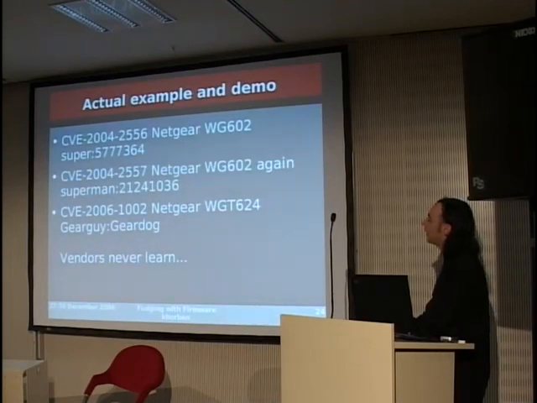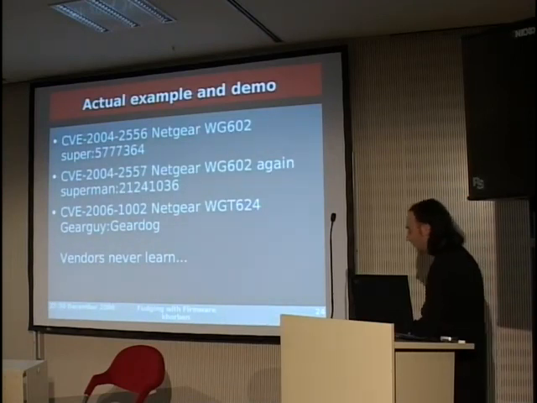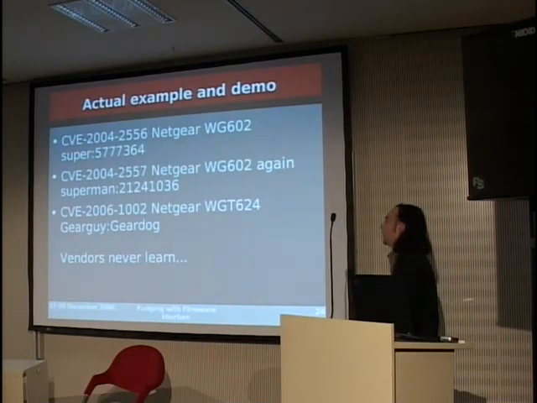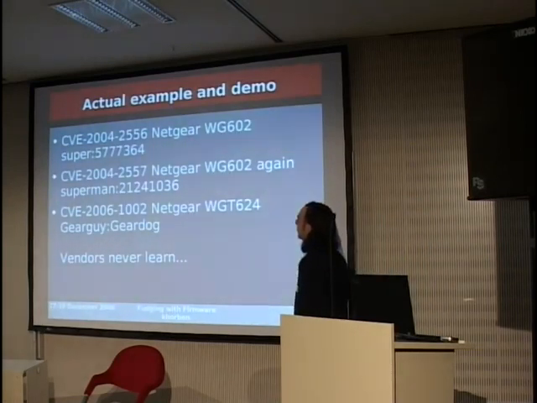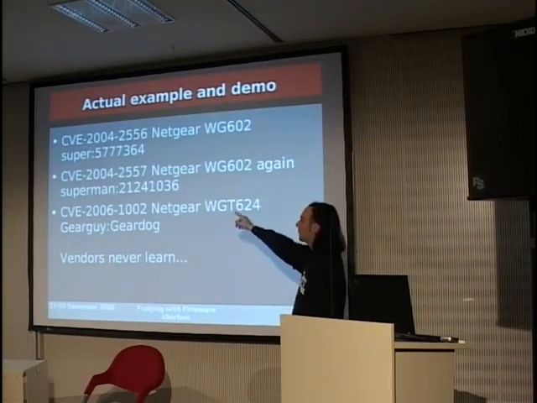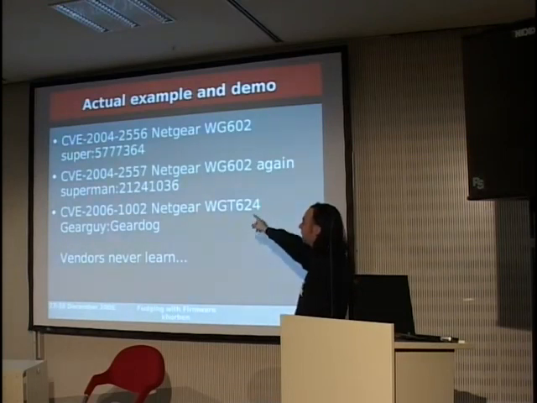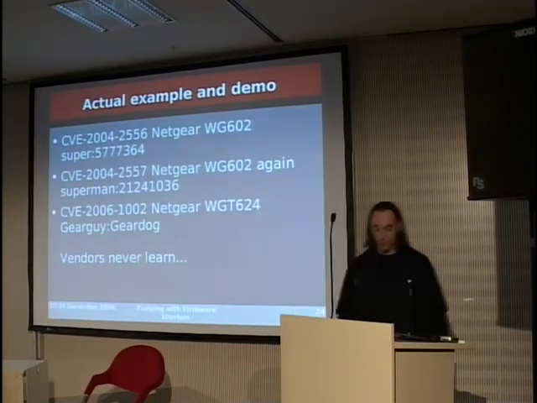I'm going to show you a Netgear firmware, which had the particularity to be from the same model as this. It's a wireless router, WG602, which had so far three different advisories on Backtrack. One in 2004 with a hard-coded username for administrative access. Another password the same day. And two years later, same mistake. So let's have a look at how to identify this.